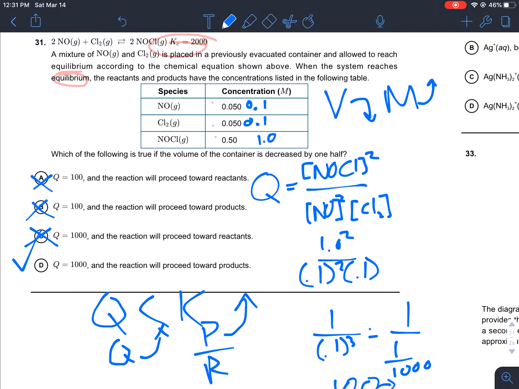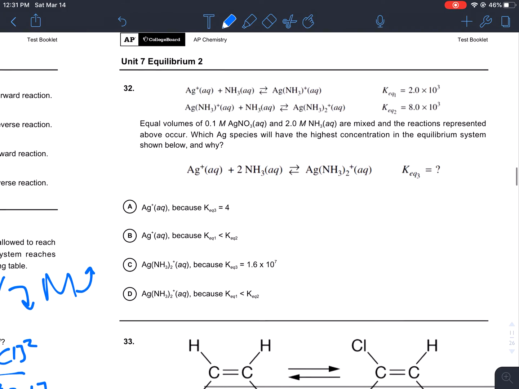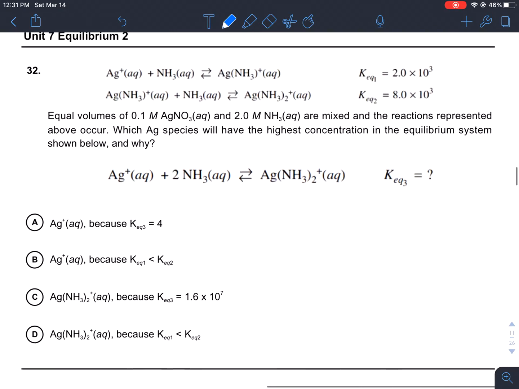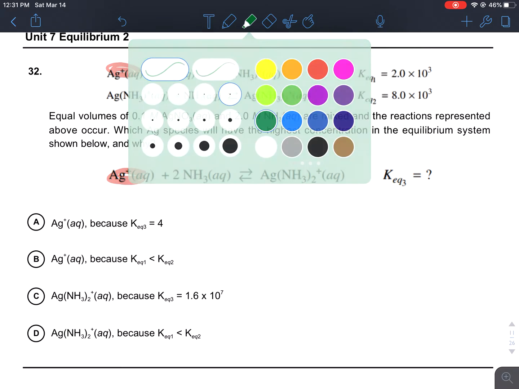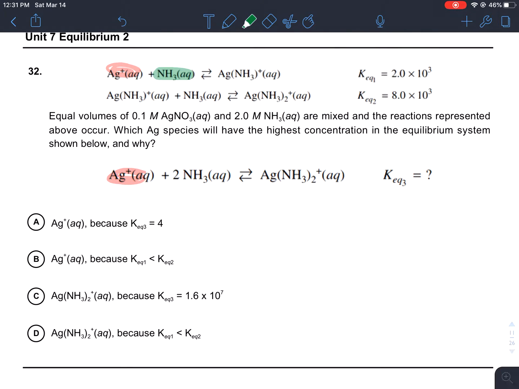Okay, 32. All right, now we have another one of these that looks kind of like a Hess's law situation. Here's your Ag. You know what, let's make that bigger. We're going to do your NH3 here, your NH3 here, that's two NH3s. We have your Ag(NH3) plus, Ag(NH3)2 plus. Notice the difference between those coefficients. And luckily you have this and this, they cancel out.